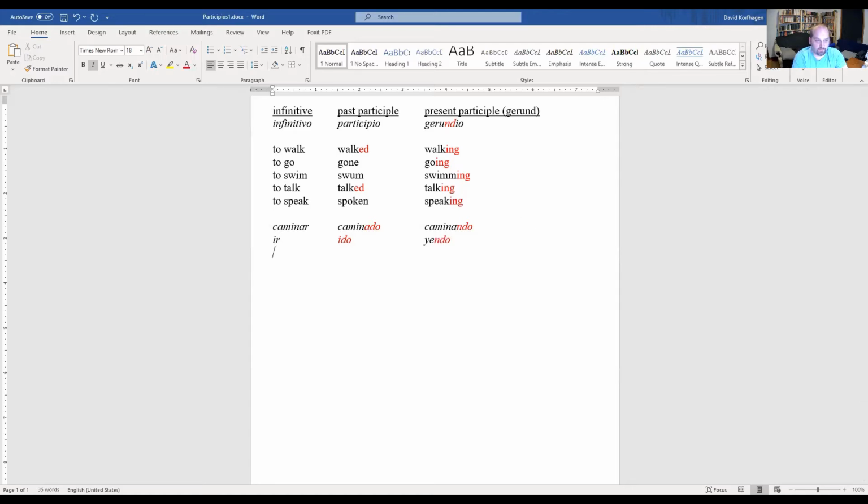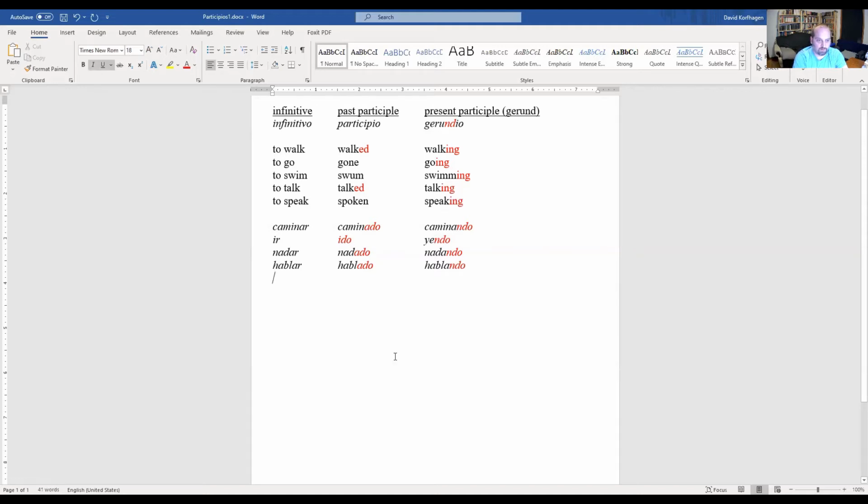And then swim, so that's nadar. And then we have nadado, because it's an AR verb, so it's ado at the end. And then the present participle is going to be nadando. And then to talk, we got hablar, hablado, and hablando.